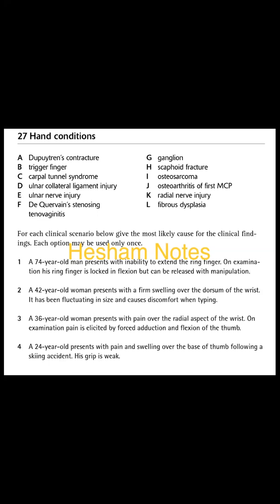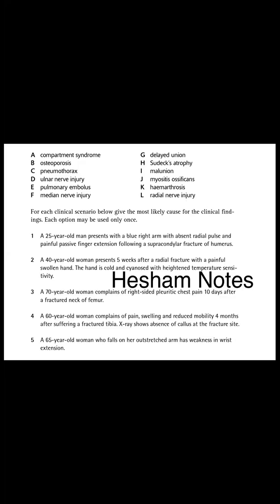So 4 is D. These questions are very important. Hand conditions are very important and very difficult. Please keep this: trigger finger, ganglion, de Quervain's stenosing tenovaginitis, and ulnar collateral ligament injury, gamekeeper thumb. Okay, another one. Will you continue or are you shocked from the previous questions? It's shocking. I got all the questions wrong. Okay, we can continue.